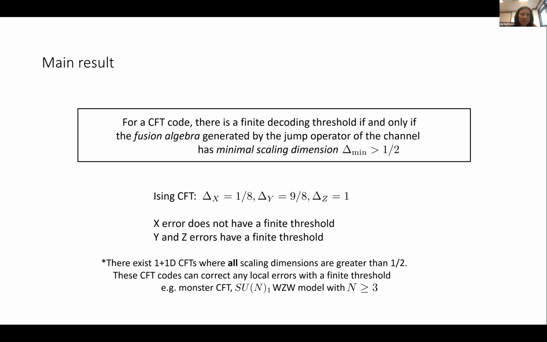Maybe I'll turn on my video. So maybe could you explain again what you mean by the decoding threshold? You must have said this, but I didn't quite get what you meant by that.